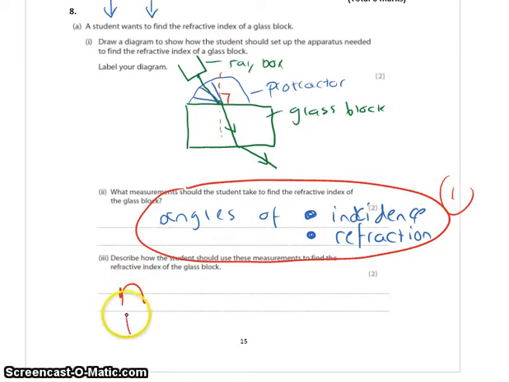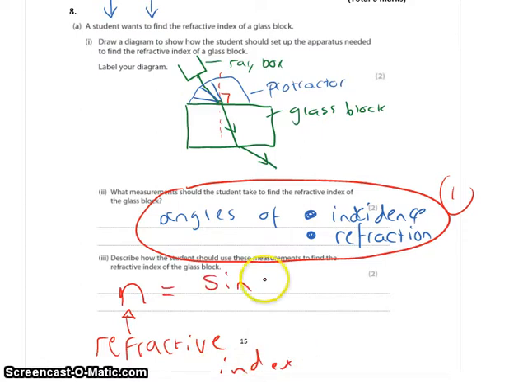Well, the refractive index, which we give the symbol n to, if you're using the symbols, you need to make sure that you've defined them and told me what they are, is equal to the sine of the angle of incidence divided by the sine of the angle of refraction. And if you've done that, you get both marks for that part.